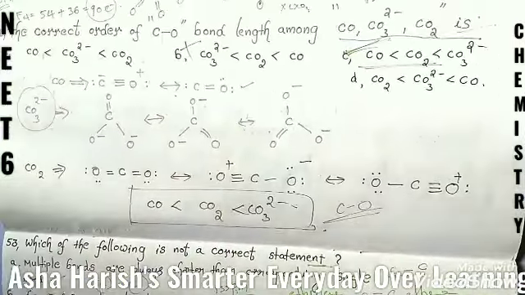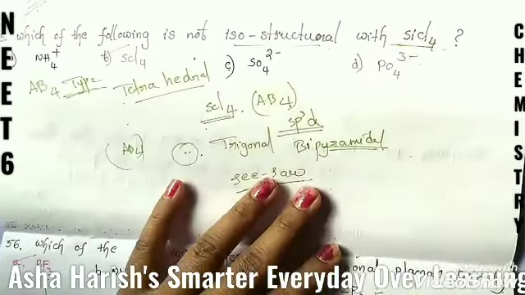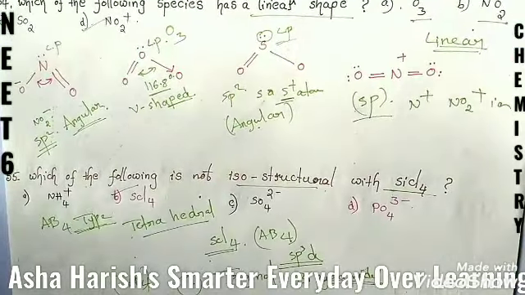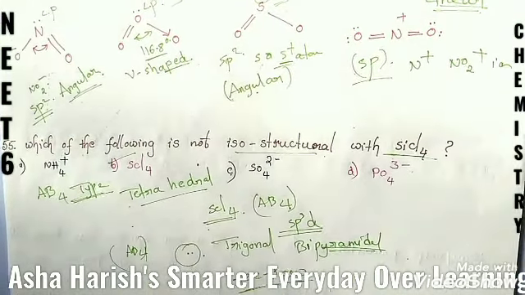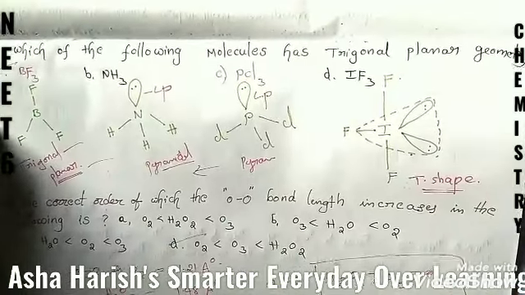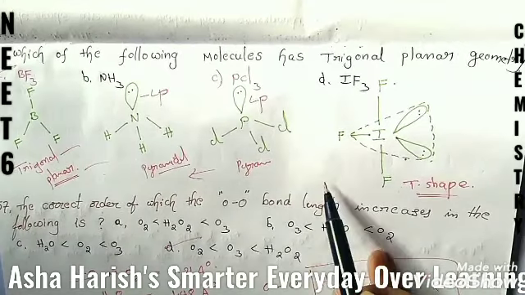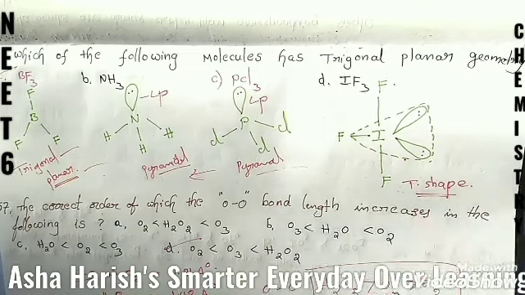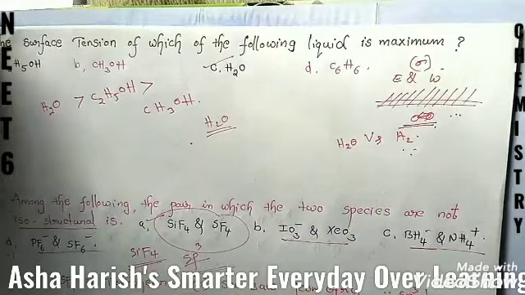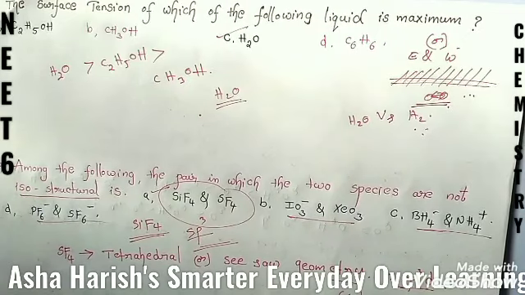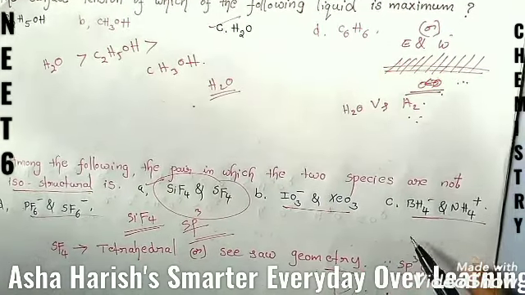And the next one is the linear shape, and upon this the lone pairs of electrons present, and the isostructural series of silicon tetrachloride I have also explained to you. And the next one is trigonal planar geometry. Here some structures I have explained to you, and these are the bond orders of oxygen bond. And students, for the last one we have the surface tension question. Basing upon surface tension also I explained to you, and the next one is also the same, isostructural.